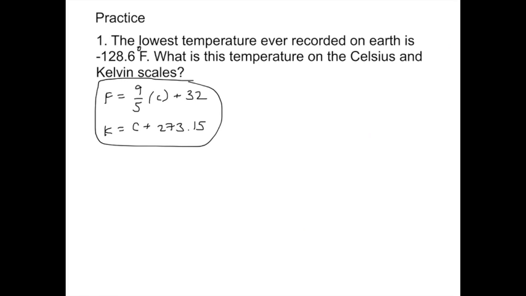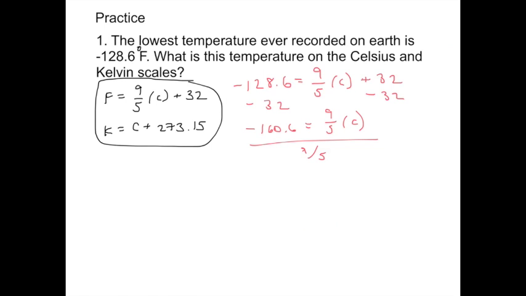These two equations are going to help us solve for these conversions. So first we'll solve for the temperature on the Celsius scale. If the lowest temperature in Fahrenheit is negative 128.6, then that will go on the Fahrenheit side. Negative 128.6 equals 9/5, we're solving for Celsius, and then we add 32. If we then subtract 32 from both sides to simplify, we get negative 160.6 equals 9/5 times the temperature in Celsius. Divide both sides by 9/5, and we're left with approximately negative 89.2 degrees Celsius.